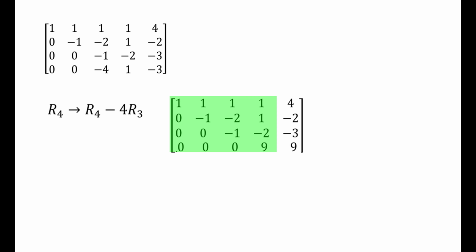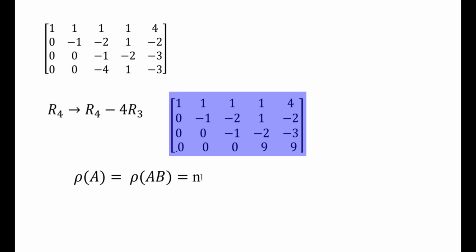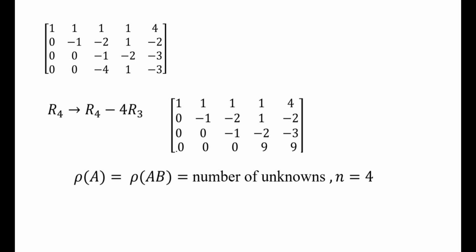Here, matrix A has 4 non-zero rows, so the rank of matrix A is 4. Matrix AB has 4 non-zero rows, so the rank of matrix AB is 4. And we know that x, y, z, and t are 4 unknowns. So the system has a unique solution. Since the system is consistent and has a unique solution, we must now find the actual values of the unknowns. Whenever you get a unique solution, you should go ahead and solve for all the variables.